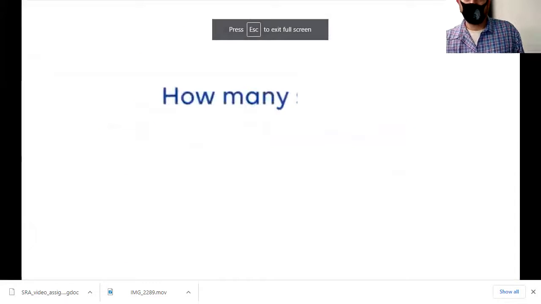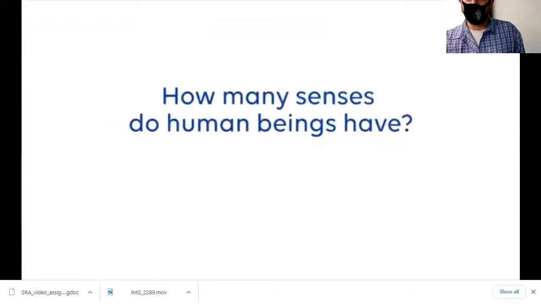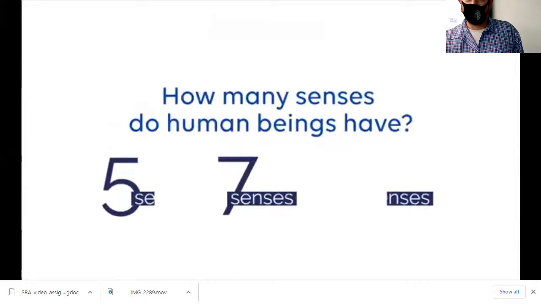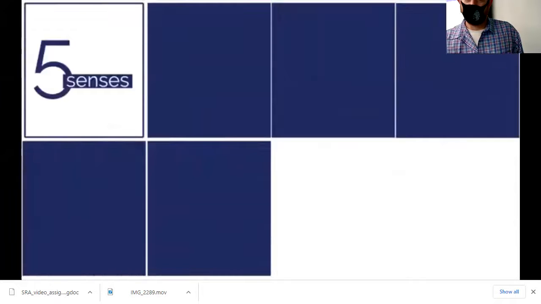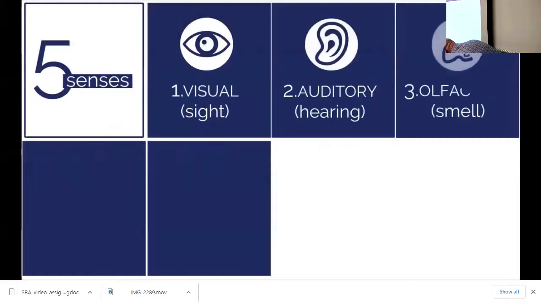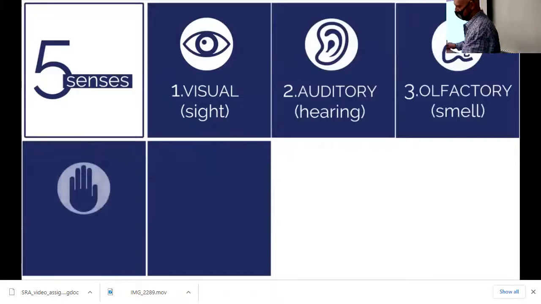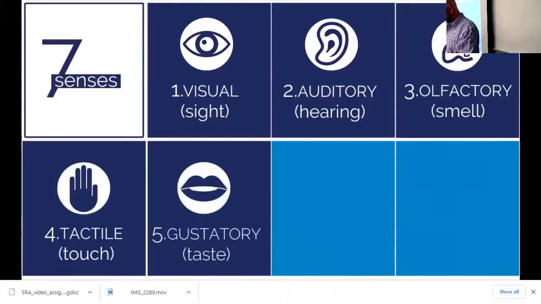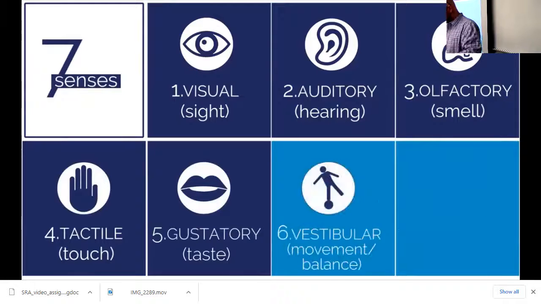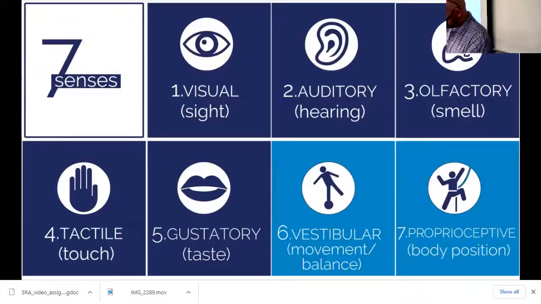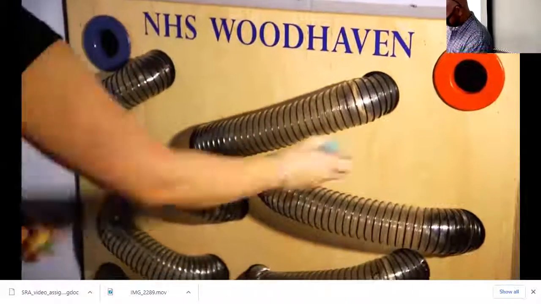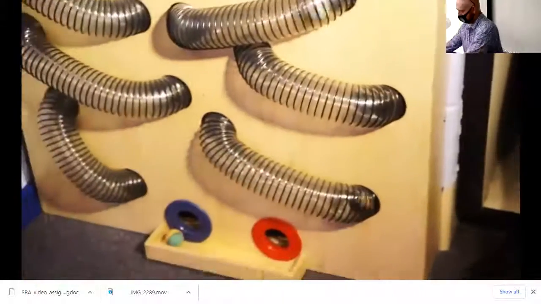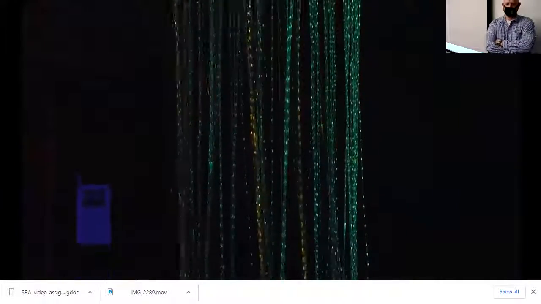If you ask anyone on the street how many senses human beings have, most people would say 5, but there are actually 7. Everyone knows the 5 usual suspects. Visual, which is our sense of sight. Auditory, our sense of hearing. Olfactory, the sense of smell. Tactile, the sense of touch. And gustatory, the sense of taste. But the other 2 senses that most people do not recognize are our vestibular, or our movement and balance, and proprioceptive, which is our body position. All human beings need sensory stimulation in their day-to-day lives. This is how we learn and develop. If a child is unable to explore their environment by crawling and standing, then they will have difficulty walking.